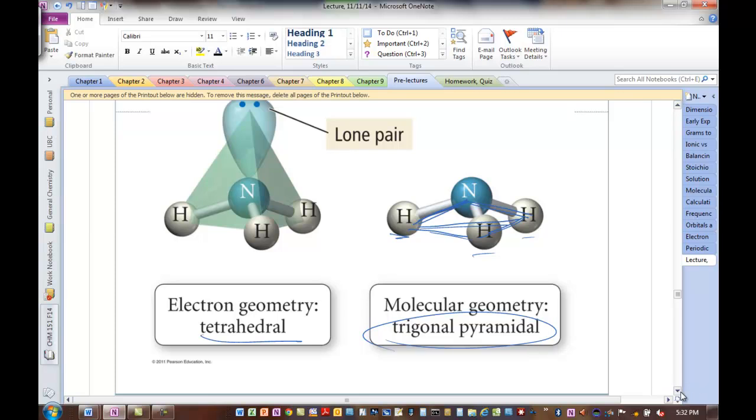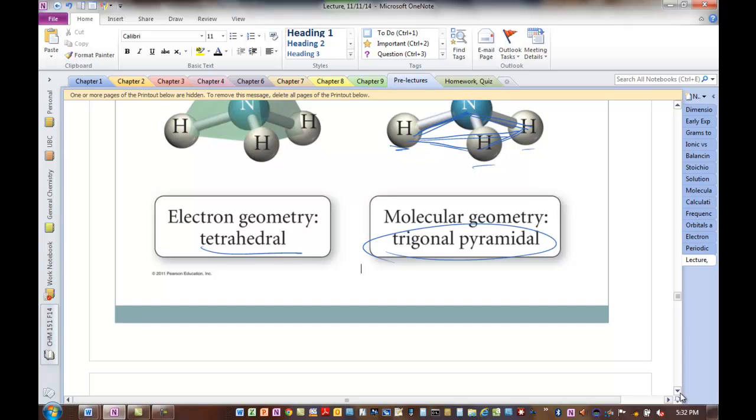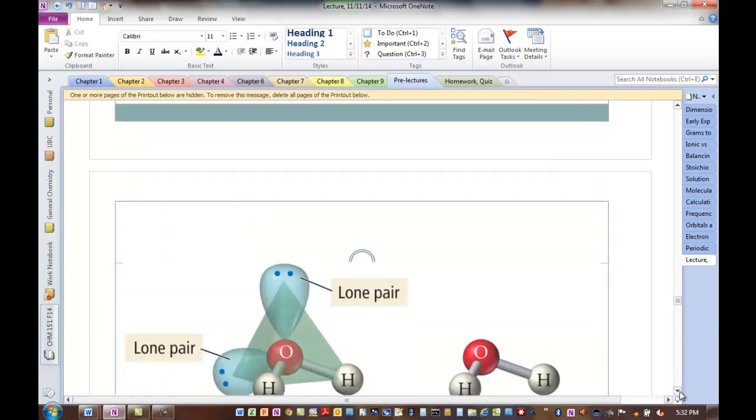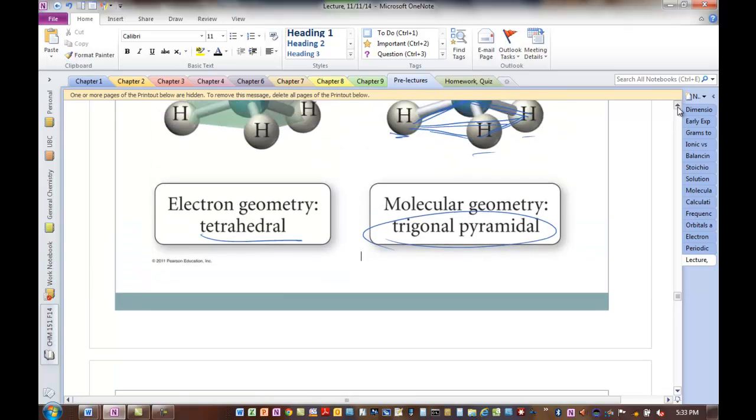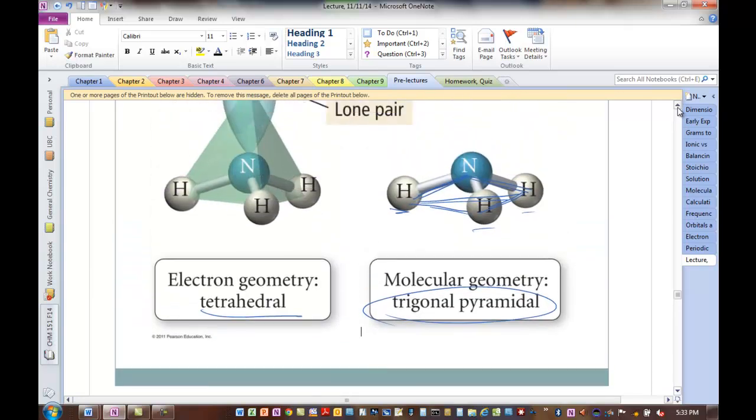Okay, and I don't know if I have another picture that might show this better. No, but build models. Water comes next. So water's a little easier to see. But build a model, build a tetrahedron. Build a tetrahedron that looks something like this with 4 toothpicks. And then here's your lone pair on top. Pull that toothpick out and see what you're left with. And you'll see that the nitrogen's not in the same plane as the hydrogens in this case.